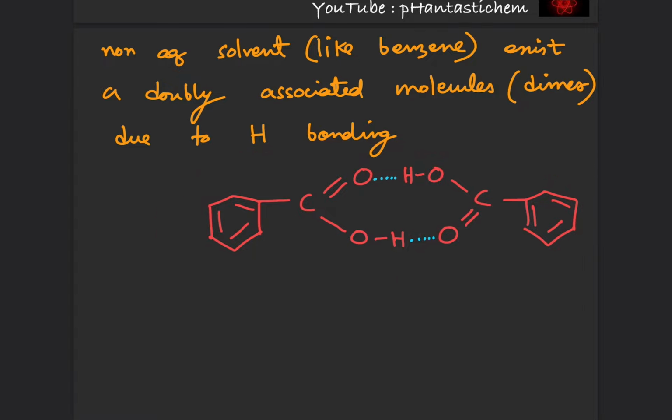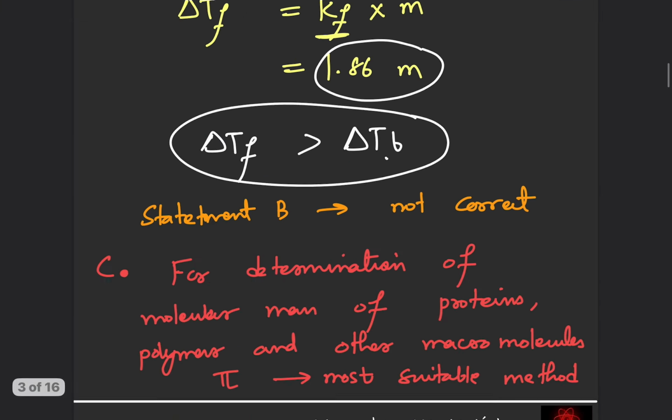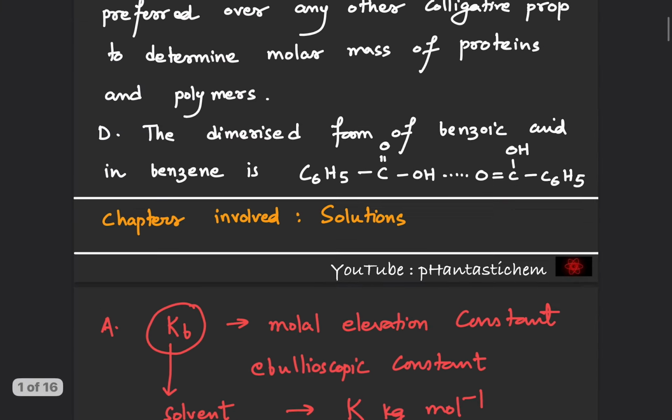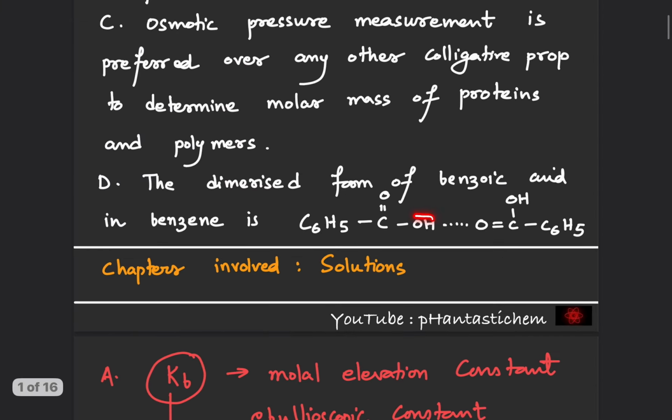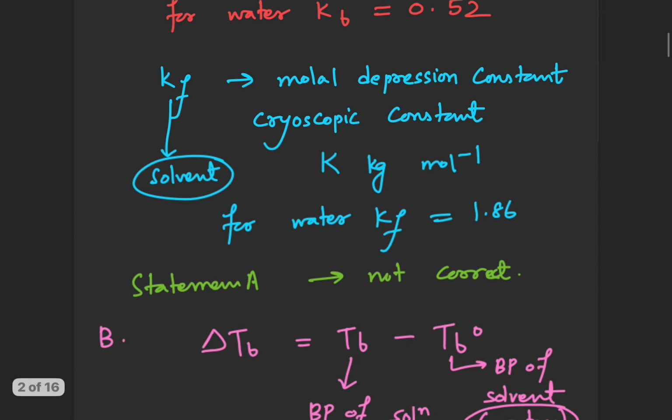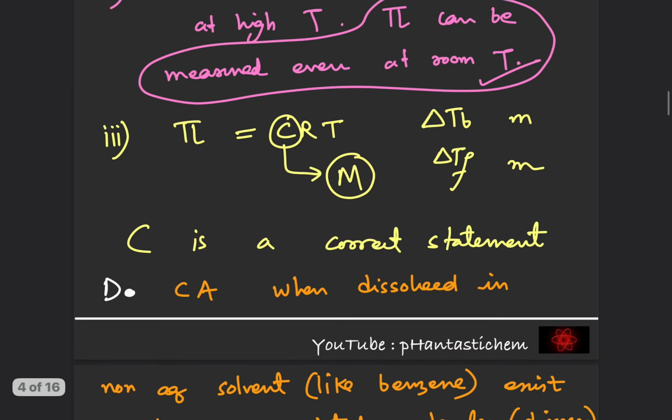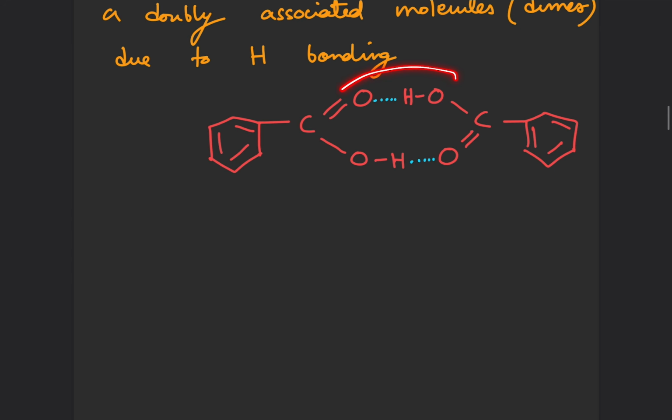In statement D, let us see how they have shown the dimer. In this case, they have shown the dimer in this way, that is OH and O, which is not correct. Statement D is incorrect. So they exist in dimer form in this way. So there are two hydrogen bonds. So I will write it down. So D is also incorrect, right?